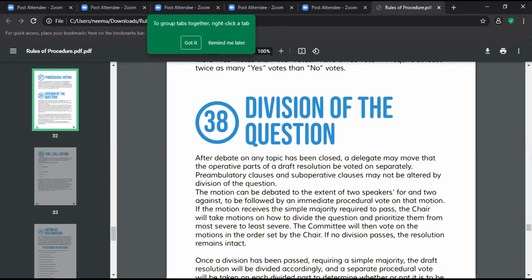So each proposal will have one speaker for and one speaker against. And if it passes, the separate parts are voted on individually. And if the motion for division of the question does not pass, the resolution will still remain intact. It will not be divided into separate motions that will be debated separately. So, yeah.